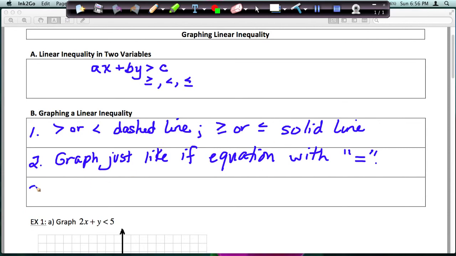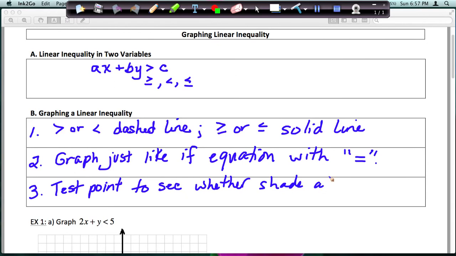Now, since it's an inequality, you have a range of values that work, and you need to see whether you need to shade above or below the line. So you need to pick a test point that does not lie on the line. So test a point to see whether you shade above or below the line.